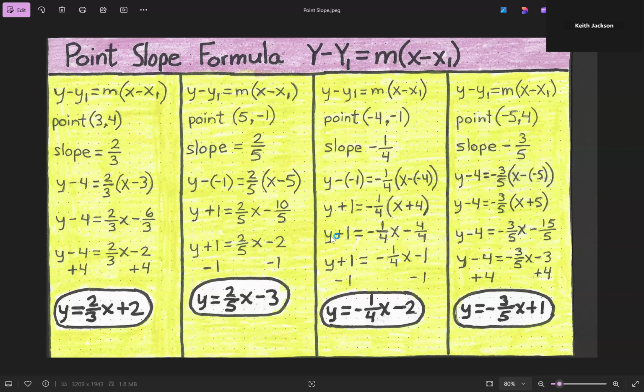I've given you a lot of information. I wouldn't blame you if you need to pause the video and take a look at the 4 examples or replay this video as many times as you need to gain a deeper understanding of the point slope formula.